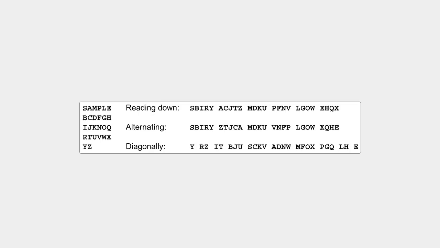In this example, the keyword sample has been written on the top row. The first column reading downwards is SBIRY. The second column is ACJTZ, and so forth. If you like, you can alternate reading up and down the columns, or use other routes.